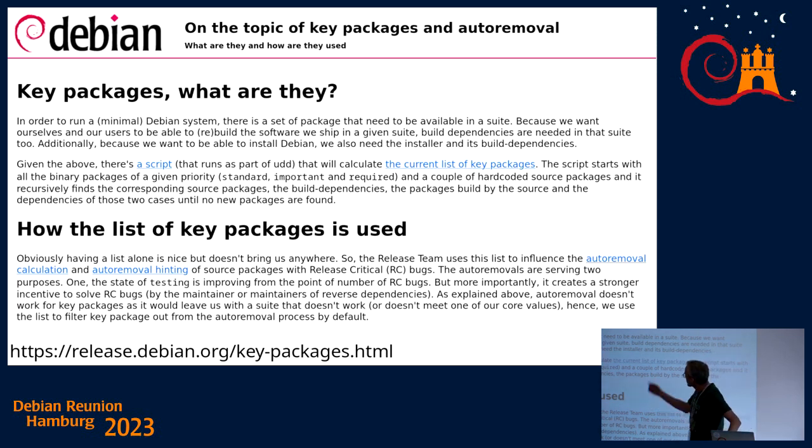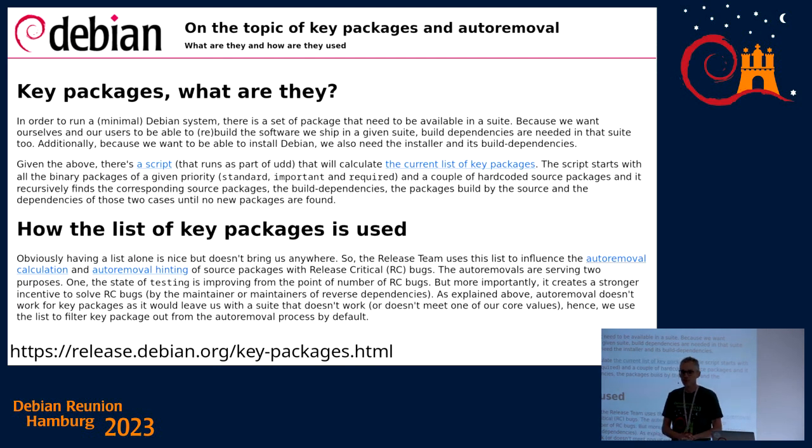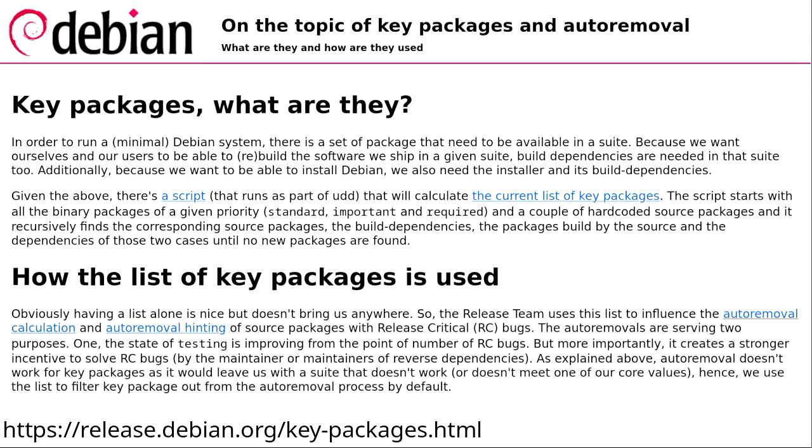So what are key packages? Since last year, we describe on our website what they are. Briefly, if you want to run Debian, you need to have a couple of packages installed, otherwise you don't have a running system. We call those key packages, but of course to build those key packages you need other source packages. Those are also key packages. Of course these have dependencies, and we add them to the key package set. The source packages of these binaries have other binaries, and we add their dependencies too. We do this recursively until we have a full set. That's what we currently call key packages.